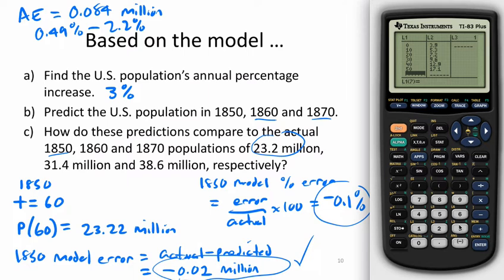So 1850, that's a t-value of 60. 1860 is a t-value of 70. 1870 is a t-value of 80. So those are my 3 additional t-values. The corresponding actual values are 23.2, that's the one we just used, and 31.4 at t equals 70, and 38.6.